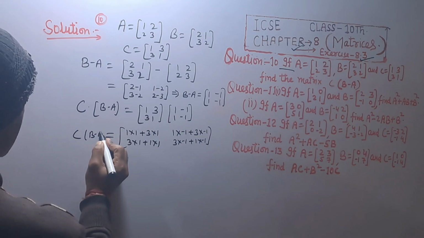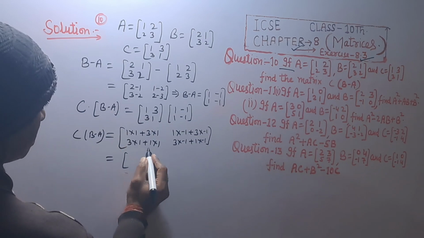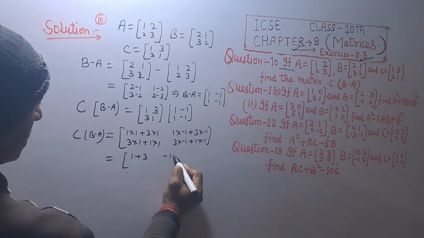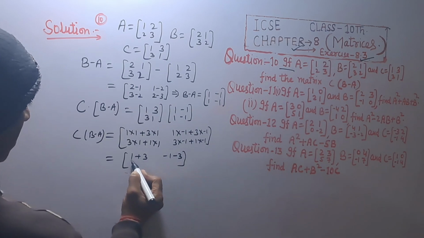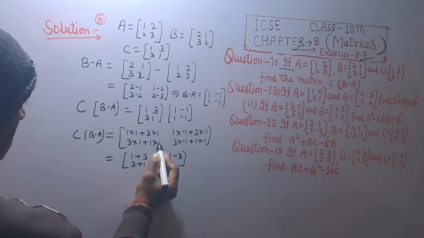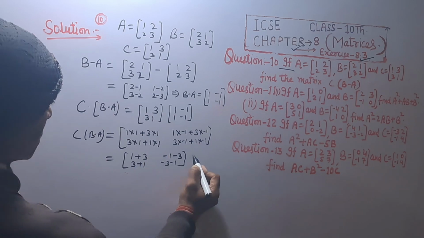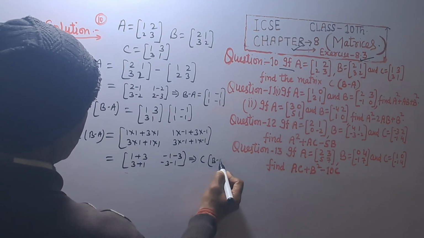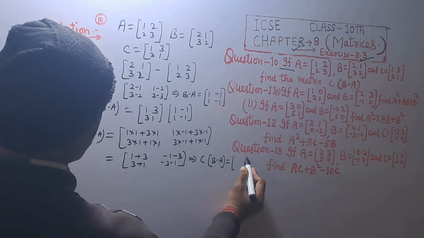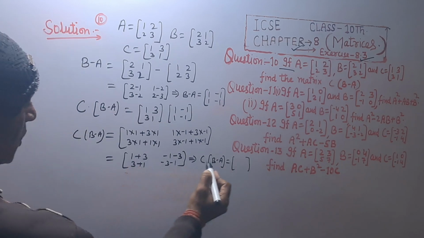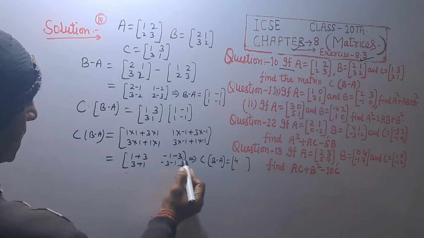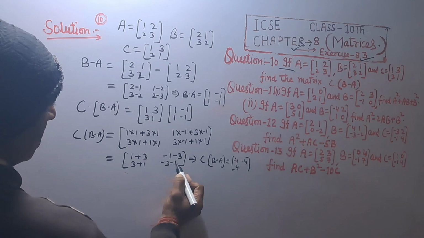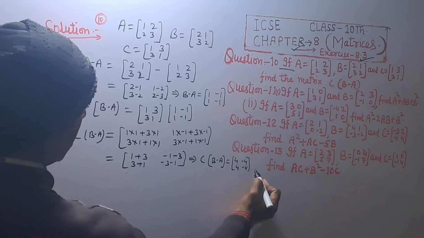C into B minus A, that is 1 plus 3, minus 1 minus 3, 3 plus 1, minus 3 minus 1, which implies C into B minus A equal to 3 plus 1 is 4, minus 3 minus 1 is minus 4, 3 plus 1 is 4, and minus 3 minus 1 is equal to minus 4.